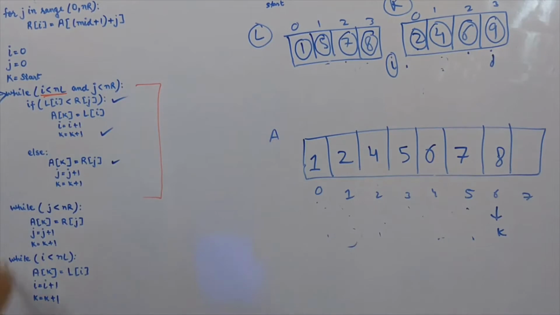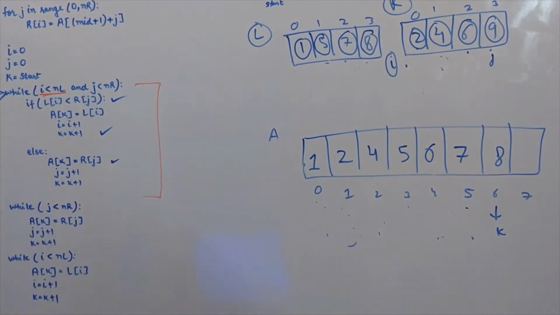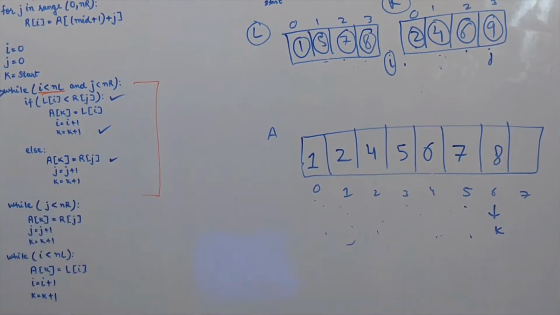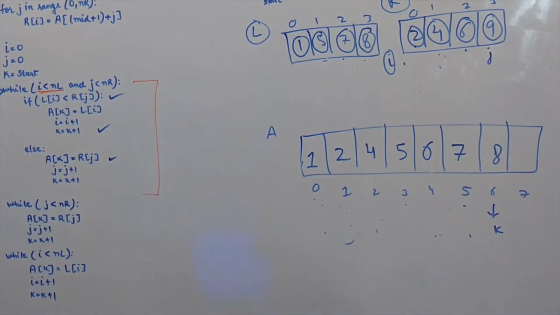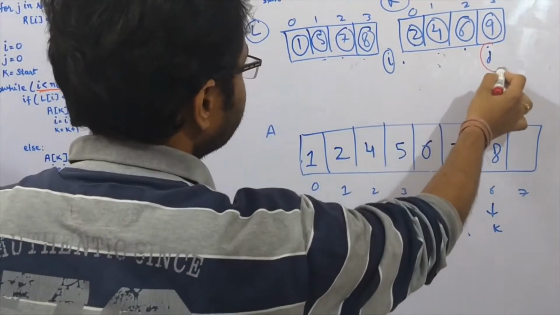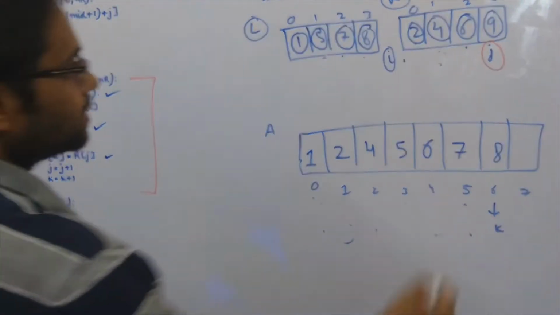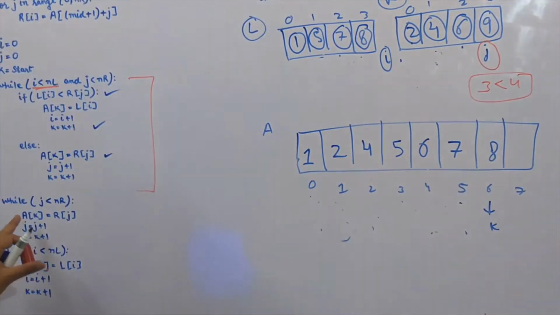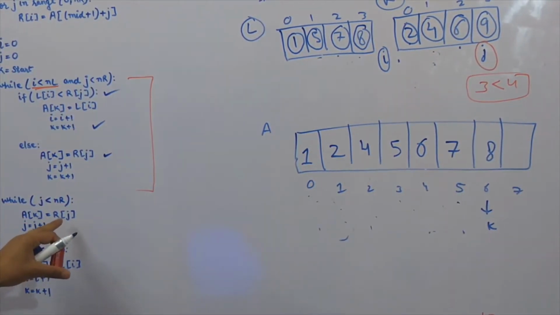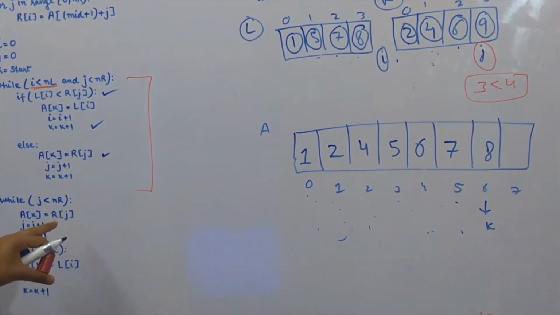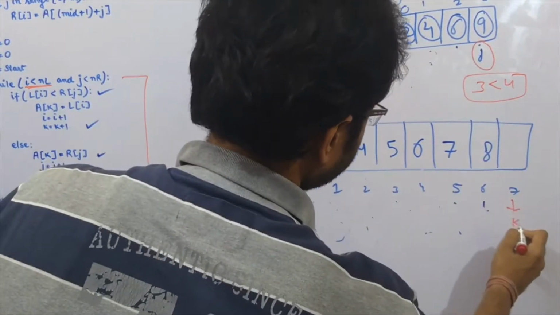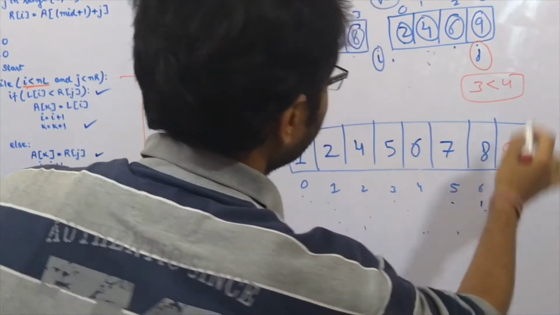So now we will go to this while loop. What it is saying is, if J is less than NR. J value is 3 and it is less than 4, so this condition is true. So what we will do, A of K is equal to R of J. A of K will be R of J, 9 will be copied here.